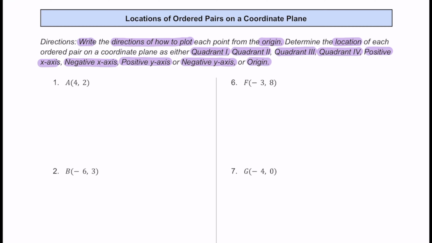For number 1, we have the point A located at 4, 2. The positive 4 means we're going to move to the right 4 units, and then the 2 means we're going to move up 2 units. Basically we start at the origin, move to the right 4 units, and move up 2 units. And what location are we going to be in? That's going to be located in quadrant 1. Remember, everything in quadrant 1 is going to be positive, so that hopefully makes sense.